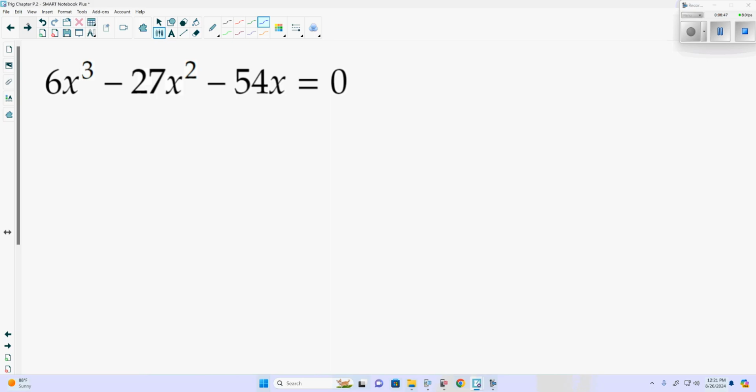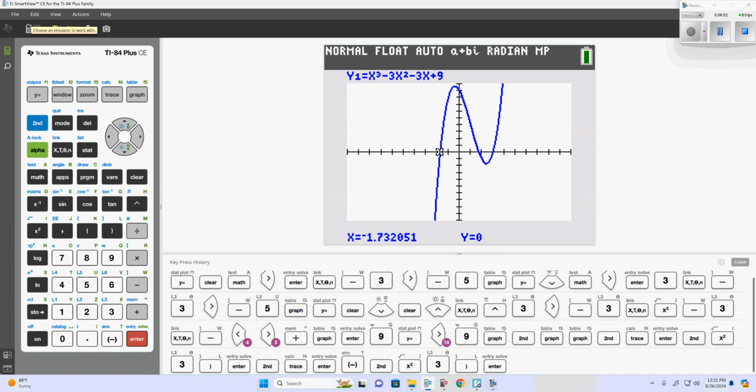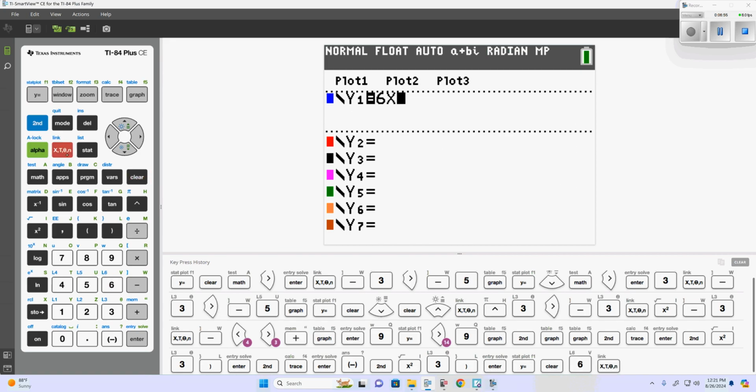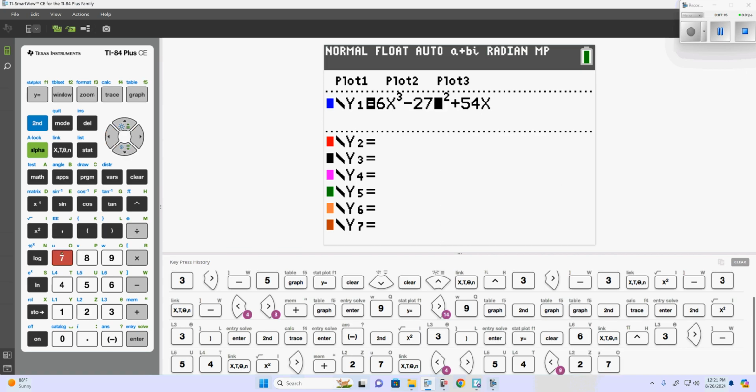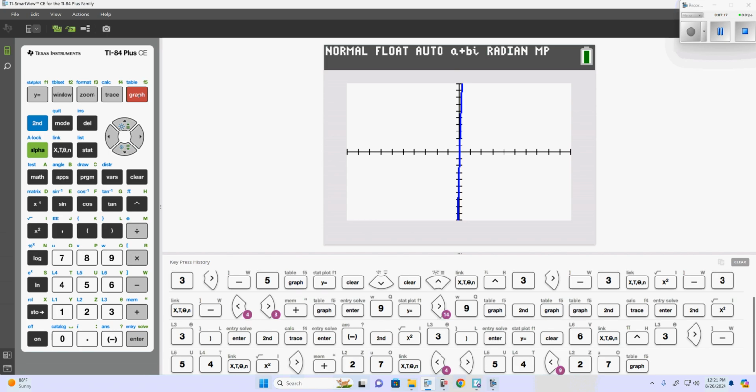6x cubed minus 27x squared minus 54x. Well, y equals 6x cubed minus 54x squared plus, what was it, 27x? Was the middle term 27? Yeah. Okay. Got those two flipped. Graph. So we do have two solutions there.